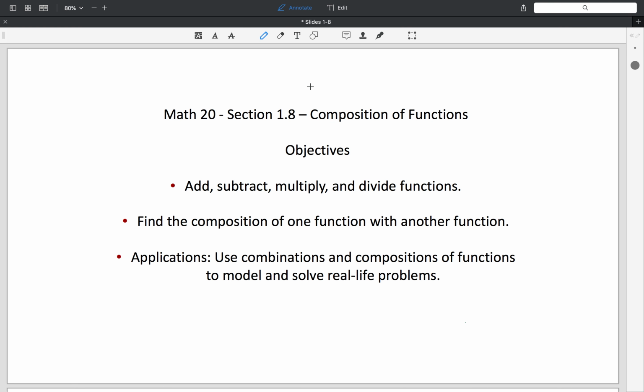Hello, this is section 8, and this is the composition of functions. And the objectives are to talk about adding, subtracting, multiplying, and dividing functions. In other words, doing arithmetic on them. And then find the composition of one function with another function, and to do an application.